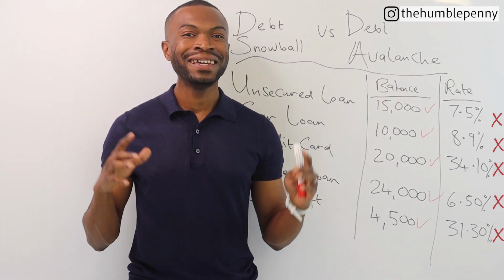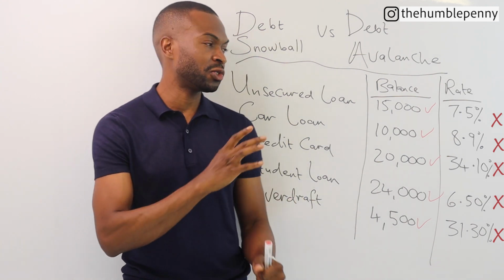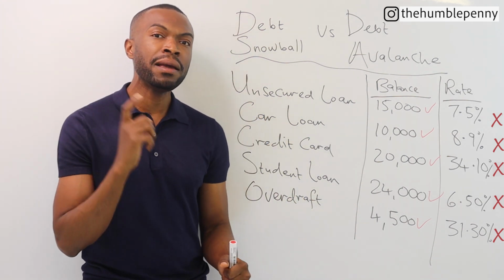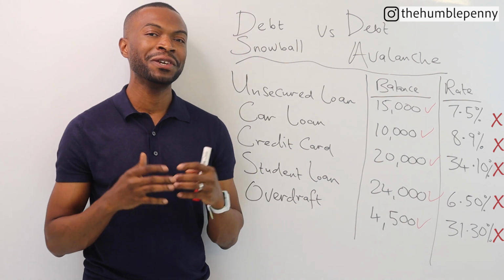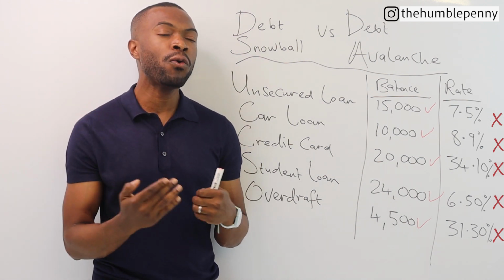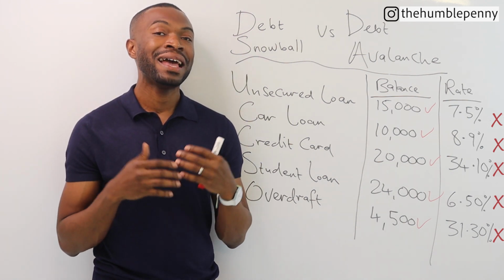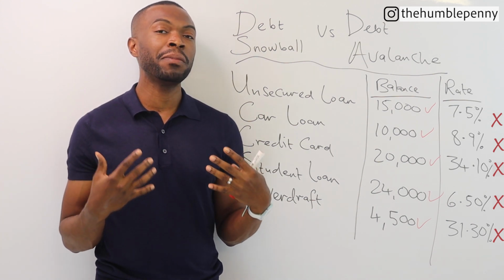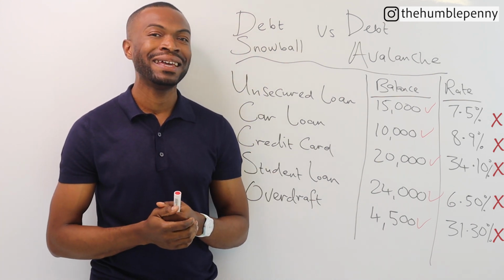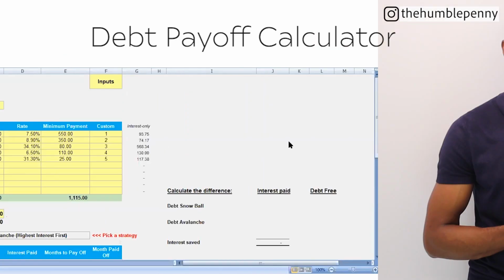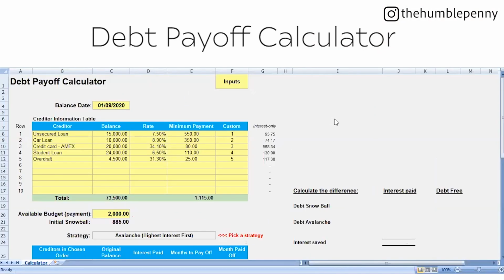I'm going to head off now, share my screen and demonstrate using these numbers what impact the method you choose could have on how quickly you become debt free, as well as how much money you could be saving potentially in interest overpayments. Okay, so a quick demo of the debt snowball versus the debt avalanche using this spreadsheet.